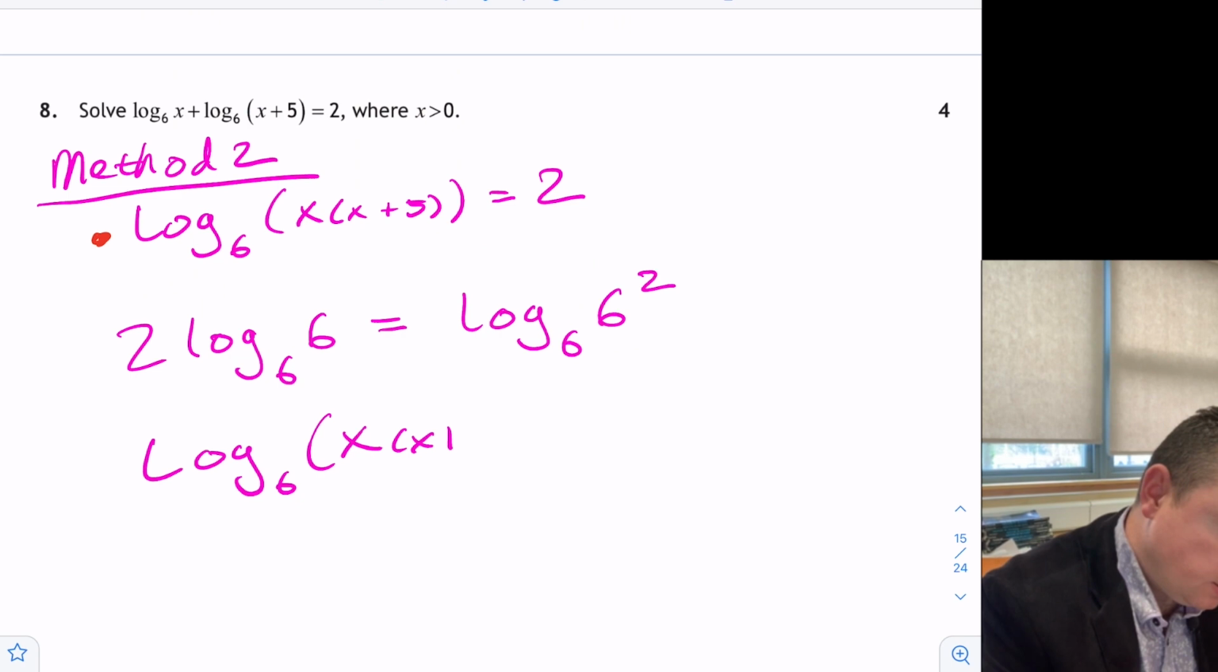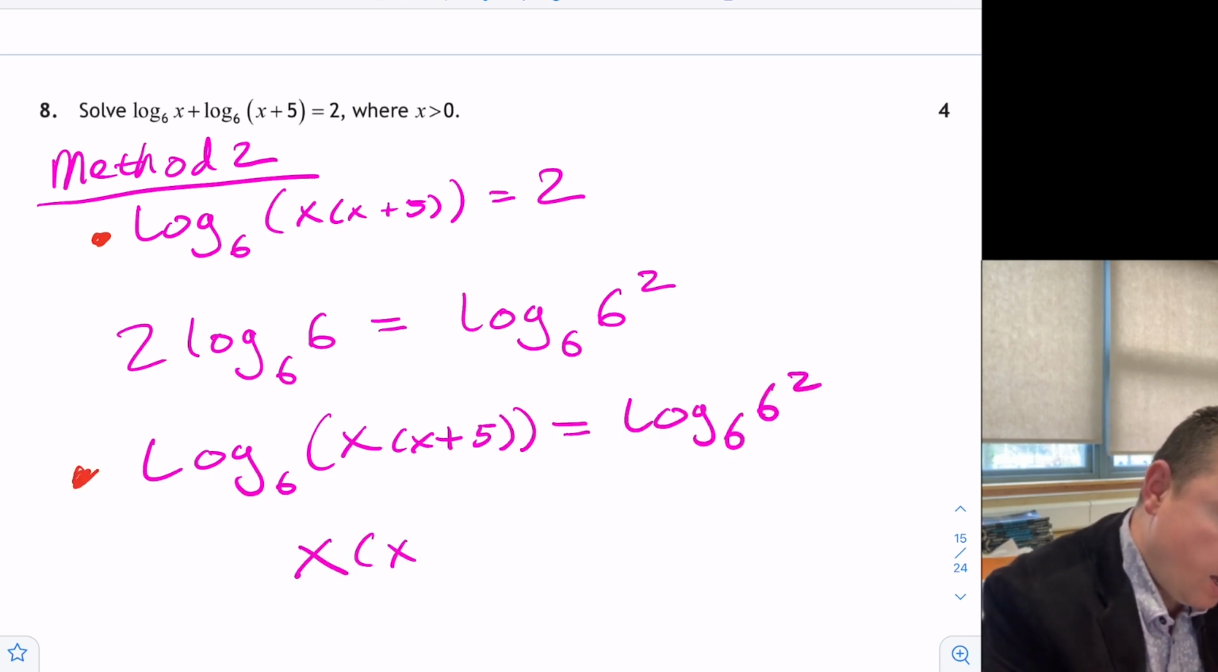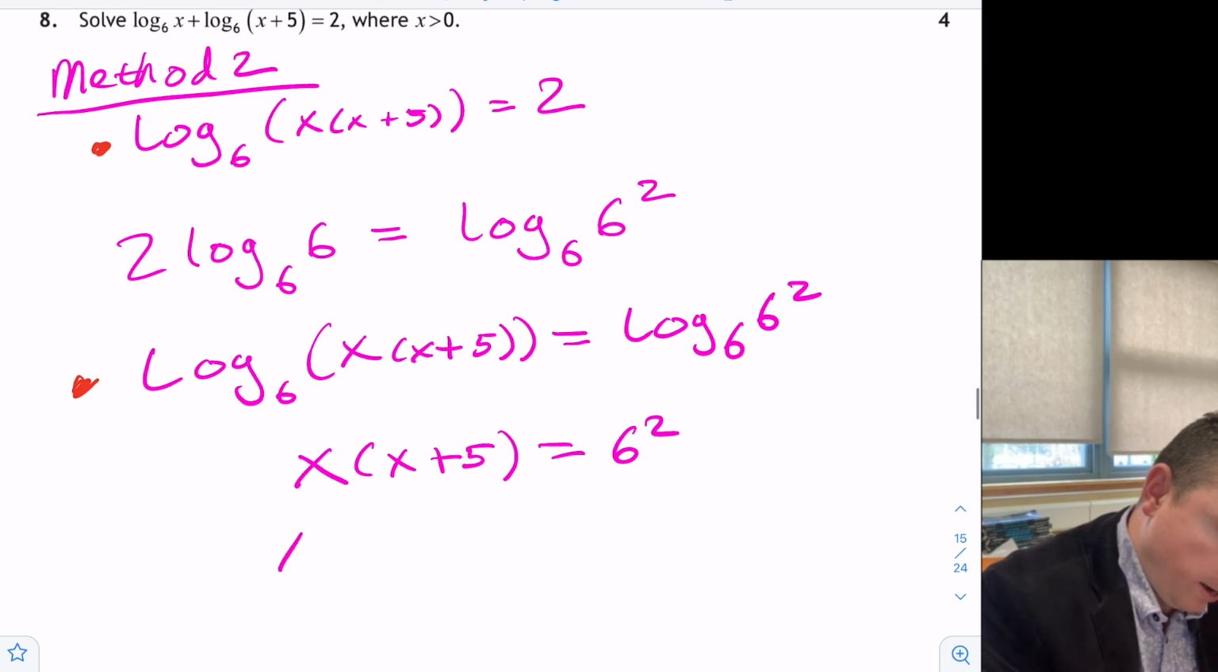The log base 6 of x times (x + 5) equals the log base 6 of 6 squared. Because remember, log base 6 of 6 is 1, so that is 2. And that would give us our second mark. And then we can cancel the logs from both sides to just write x times (x + 5) equals 6 squared, or x squared plus 5x equals 36.